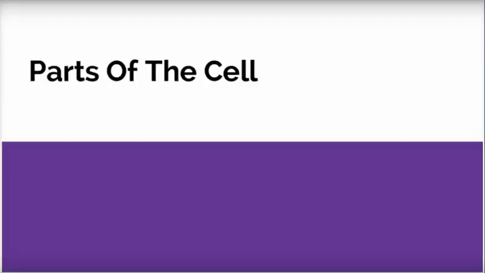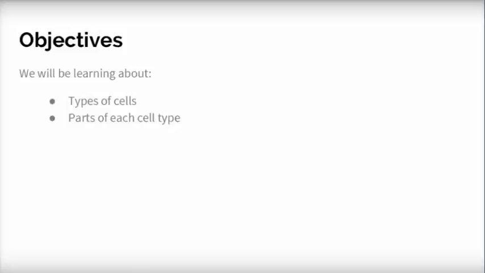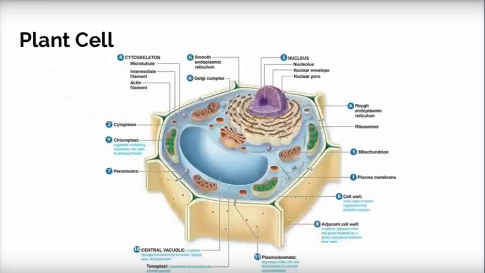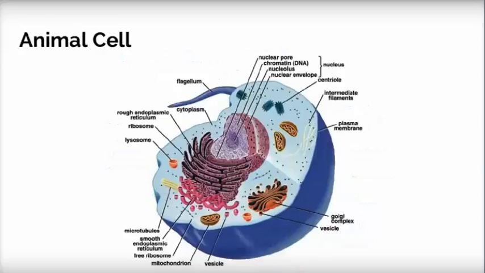Parts of the cell. Some of the objectives we will be learning about are types of cells and parts of each cell type. Here's an example of a plant cell, and here's an example of an animal cell.